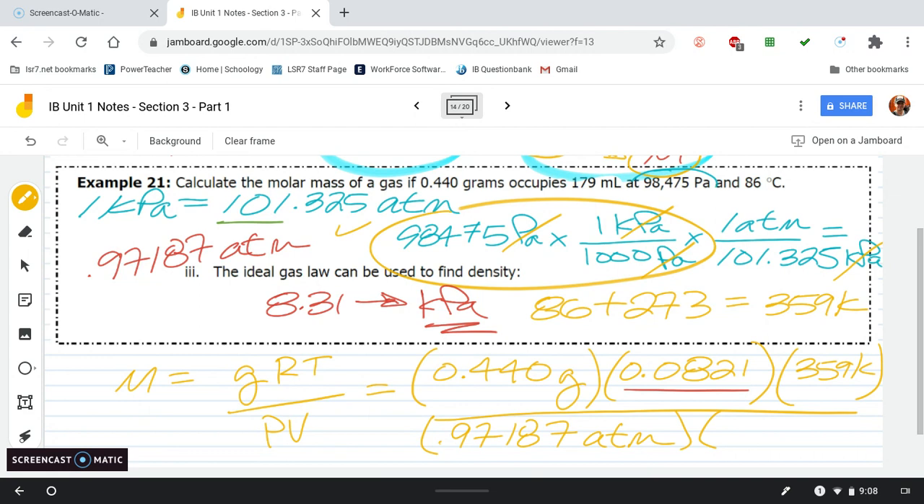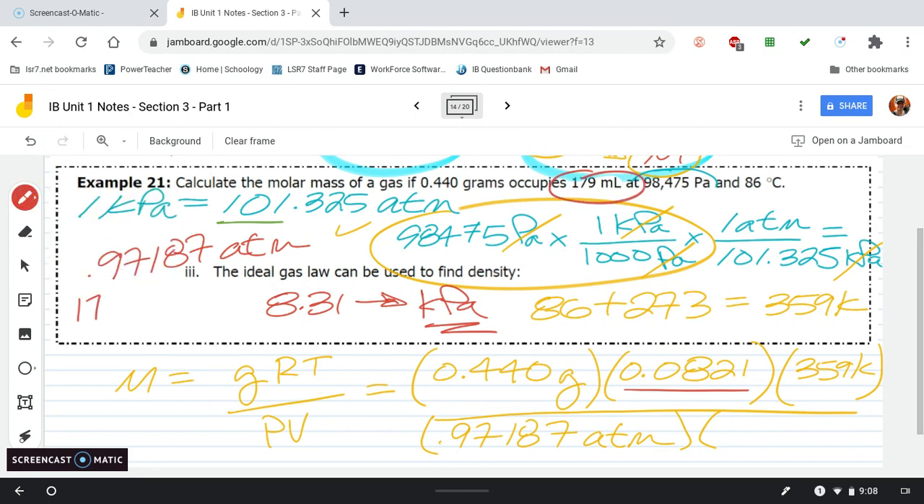And then our volume, they said, was in milliliters, and that also isn't going to work. This problem was just full of conversions. So that's not going to work, milliliters, right? So you can't have milliliters. So we're going to have to fix that.